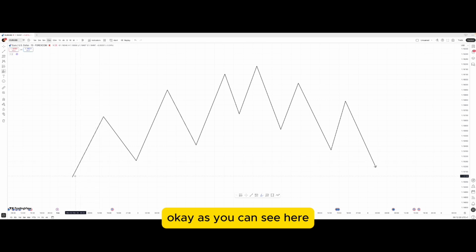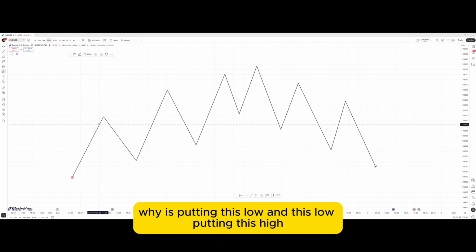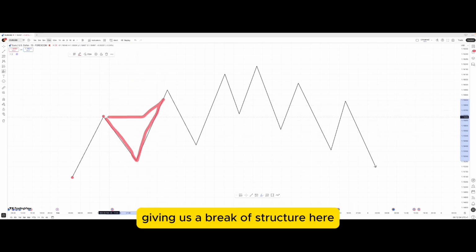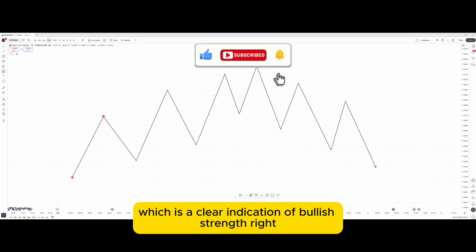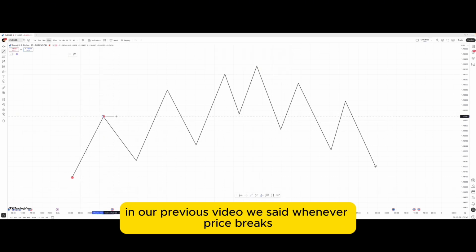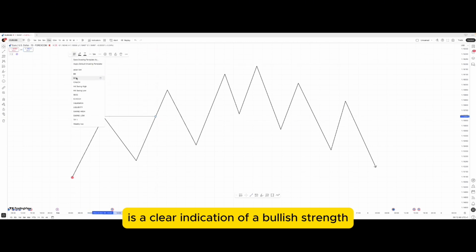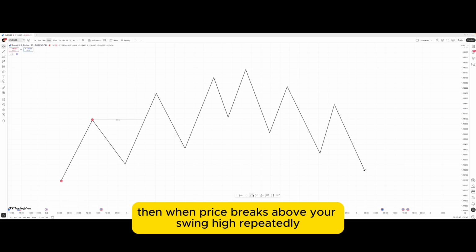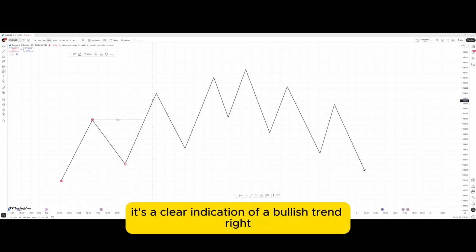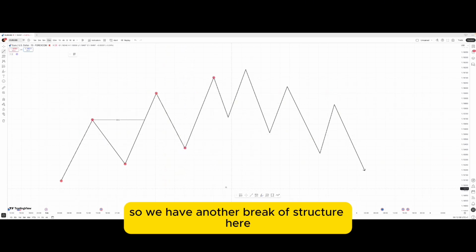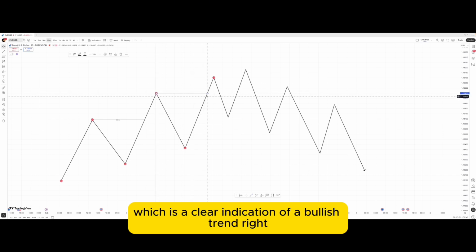As you can see here, we're in a bullish trend. Price is putting in this low and this low, putting in this high. The price retraced and broke above this high, giving us a breakout structure here, which is a clear indication of bullish strength, right? In our previous video, we said whenever price breaks above a swing high, it is a clear indication of bullish strength. Then when price breaks above a swing high repeatedly, it's a clear indication of a bullish trend, right? As you can see, price put in this swing high, and the swing high put in this low and broke above. So we have another breakout structure here, which is a clear indication of a bullish trend, right?